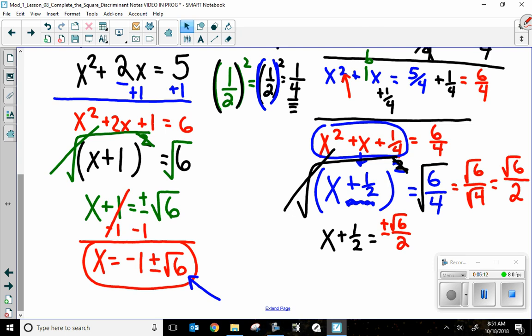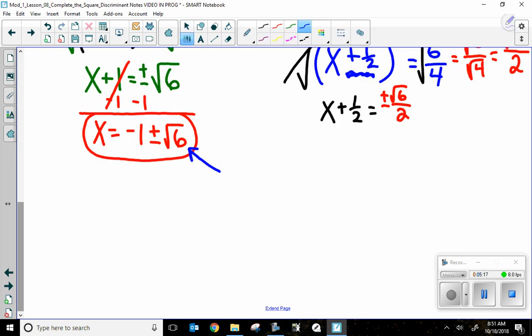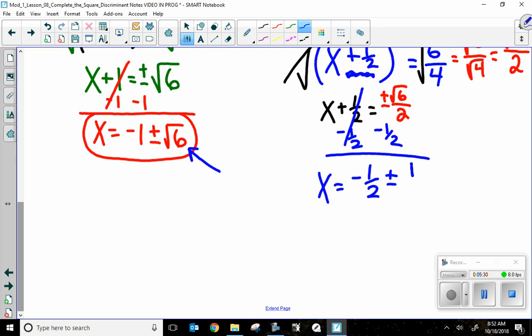Now, the last thing I need to do, and we're almost done, is get my 1/2 over. So I'm going to subtract 1/2 from both sides, and I will write it as such. x equals negative 1/2 plus or minus radical 6 over 2. If you want to combine those, because both denominators are the same, when I add or subtract fractions, the bottoms have to be the same. All right? What I have here is a good answer.